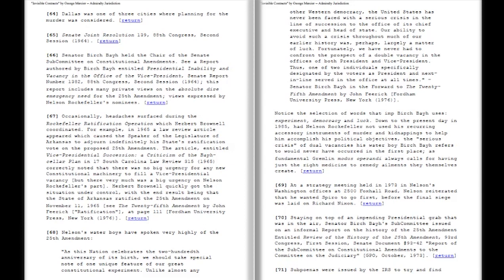The article, entitled Vice Presidential Succession, a Criticism of the Bayh-Celler Plan, in 17 South Carolina Law Review 315, 1965, correctly noted that there was no big urgency for any new constitutional machinery to fill a vice presidential vacancy, but there very much was a big urgency on Nelson Rockefeller's part. Herbert Brownell quickly got the situation under control, with the end result being that the state of Arkansas ratified the 25th Amendment on November 11, 1965. See the 25th Amendment by John Feerick, ratification, at page 111. Fordham University Press, New York, 1976.